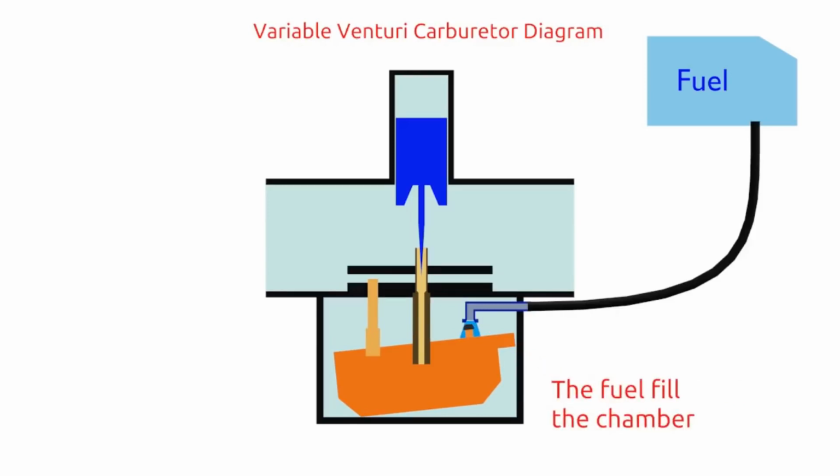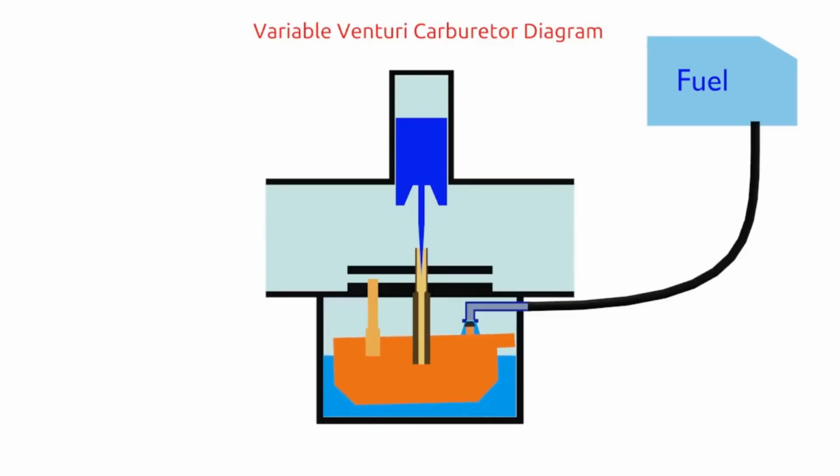That makes gasoline fill the float chamber. When the gasoline is full, the float rises and the needle also closes the fuel. So, there is no fuel flow to the float chamber. It makes the gasoline not overflow. When the gasoline in the float chamber decreases, the float drops and the gasoline returns to fill the float chamber.